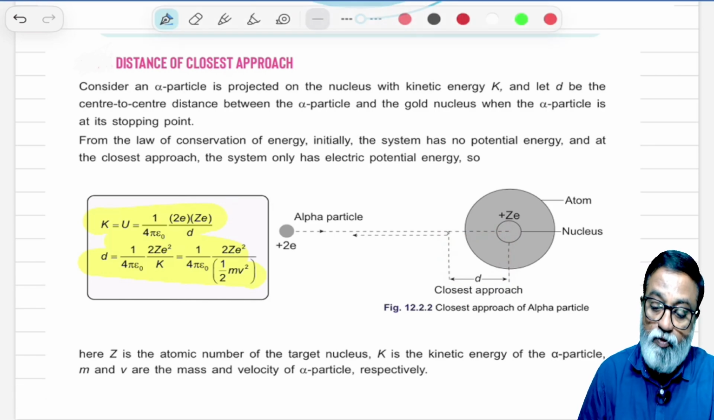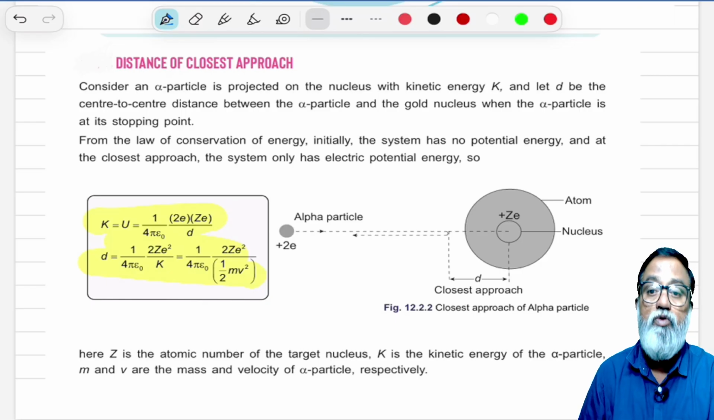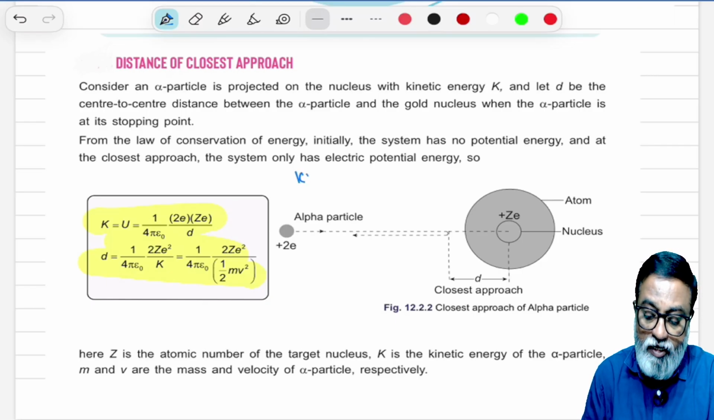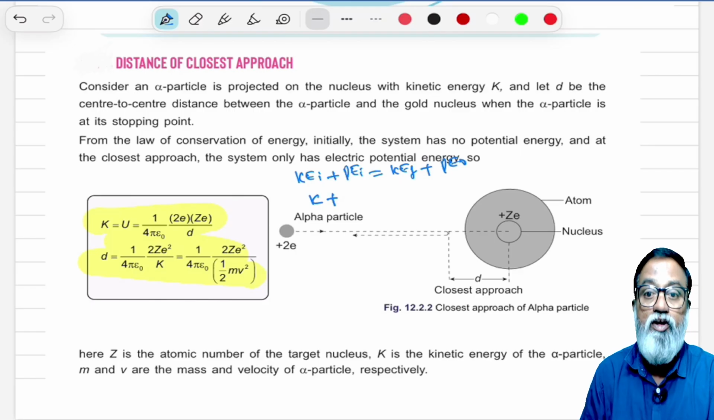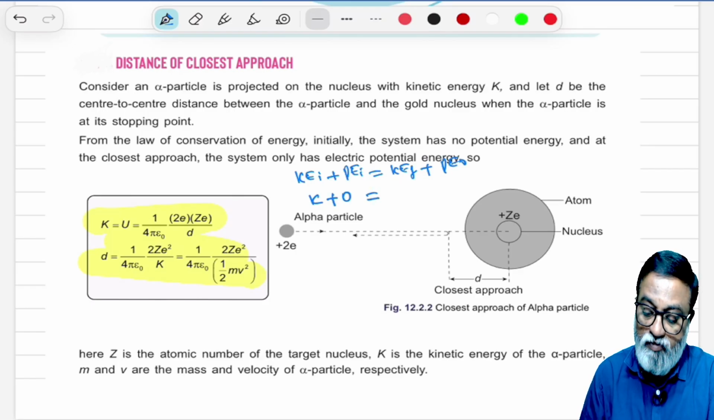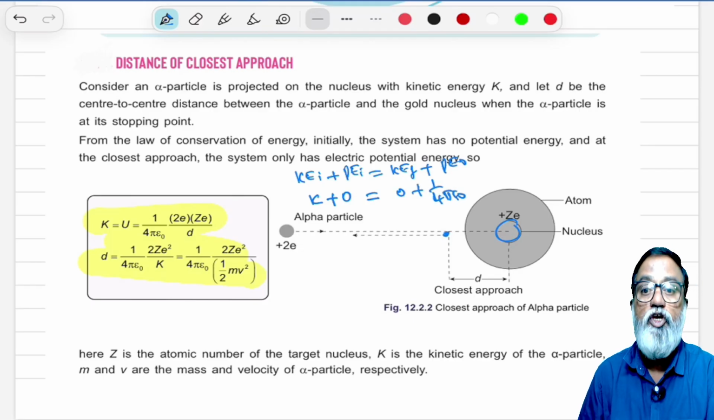So here, according to energy conservation, initial kinetic energy plus initial potential energy is equal to final kinetic energy plus final potential energy. Initial kinetic energy I am taking K. It is at a large distance, therefore potential energy is 0. At this point, velocity becomes 0. Here, potential energy is nothing but the interaction energy. That interaction energy I am taking as 1 by 4 pi epsilon q1 q2 by r.